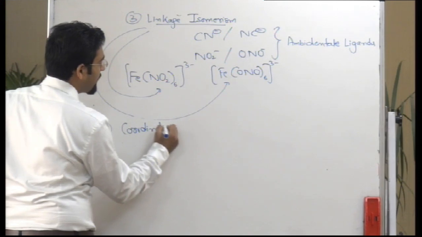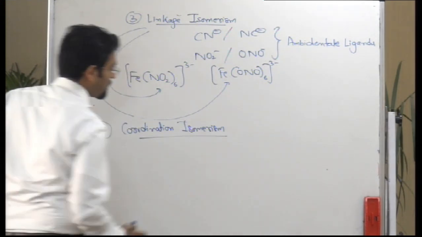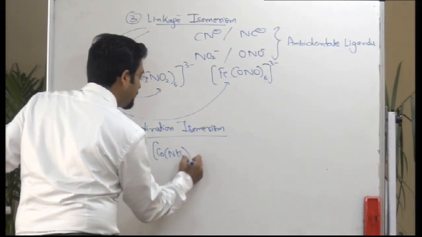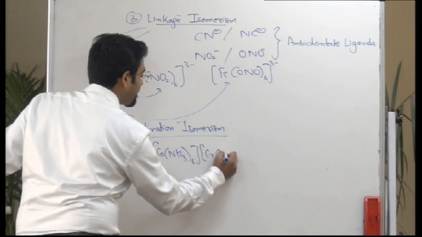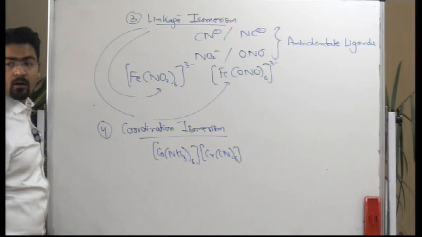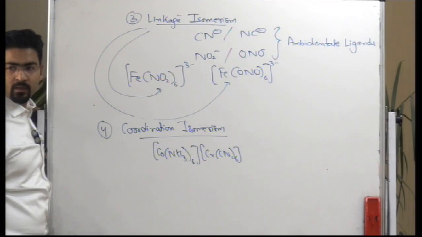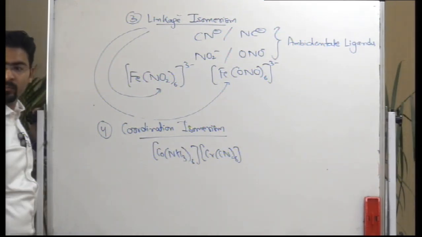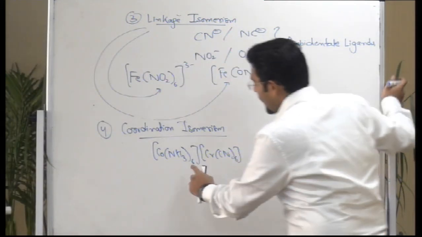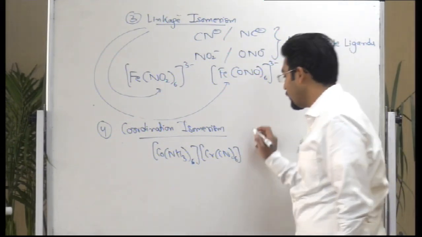Fourth is coordination isomerism. So what is coordination isomerism? This is the case when we have a complex compound in which the cation as well as the anion, both of them are complexes. I mean, if you remember, we also talked about the nomenclature of these compounds. In such case, for example, in one case I have amine as a ligand which is bonded to cobalt, and in another case I have cyano as a ligand which is bonded to chromium.